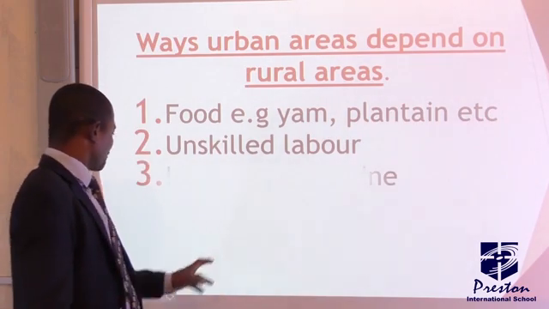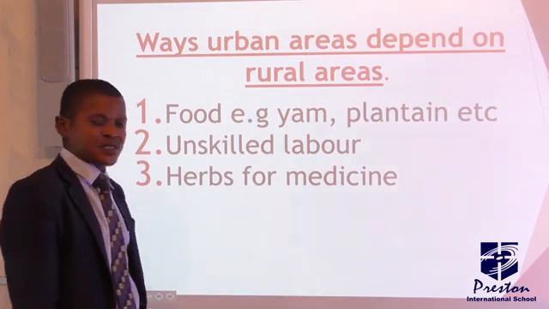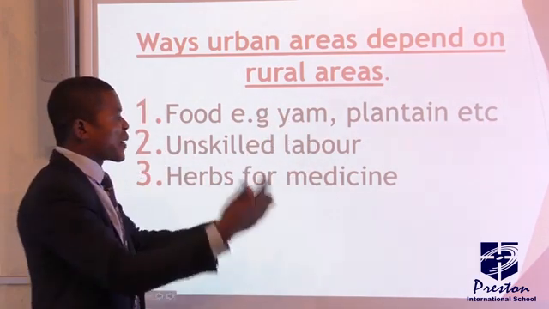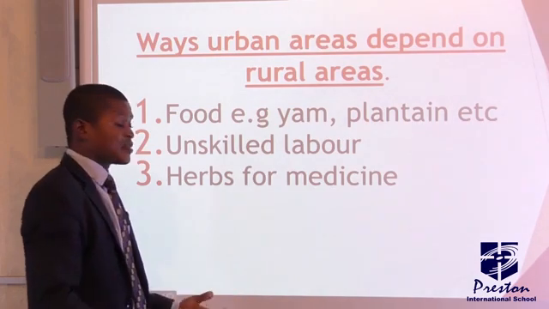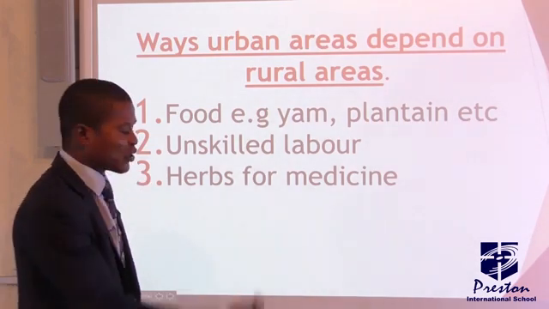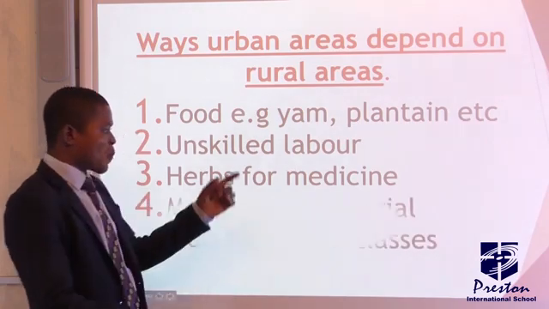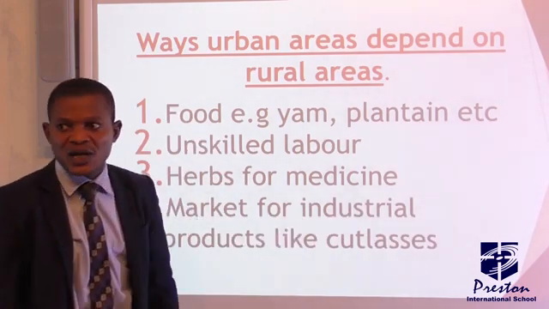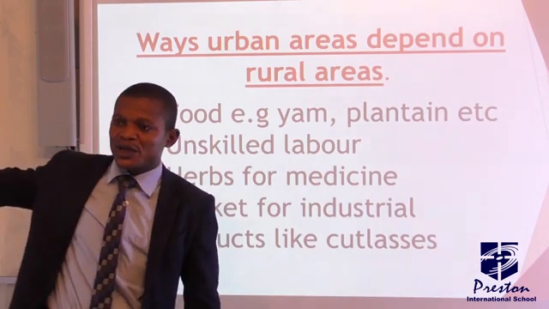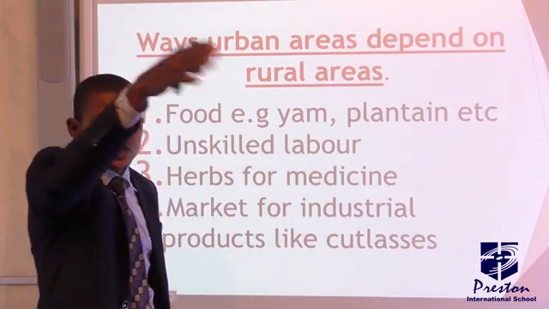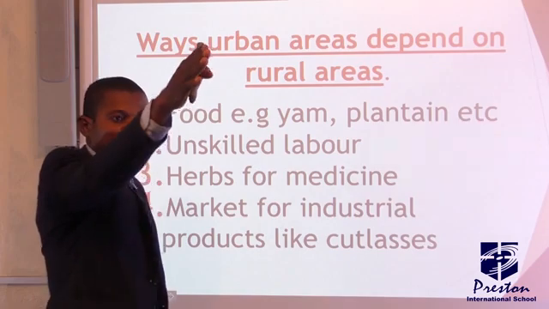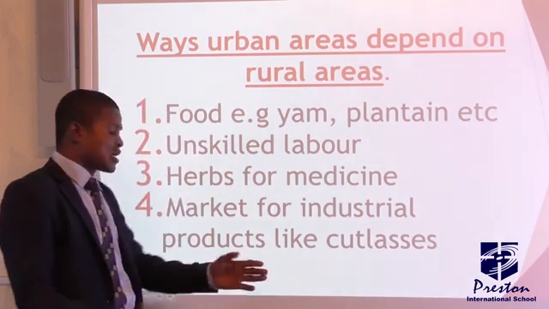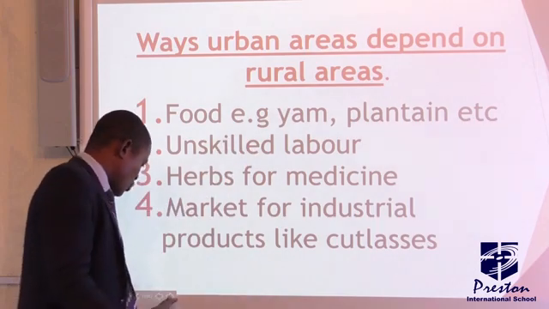They also depend on the rural area for herbs. These are the roots and leaves used to prepare local medicine. That is gotten from the village and not in the town. You can see that the urban area too is depending on them. What about the market for their industrial products like cutlasses? Cutlasses produced in the urban area are used in the villages for their farm work. If not for the villages, their effort will be in vain, like fertilizer, for example. So you can see that the urban area also depends on the rural areas.